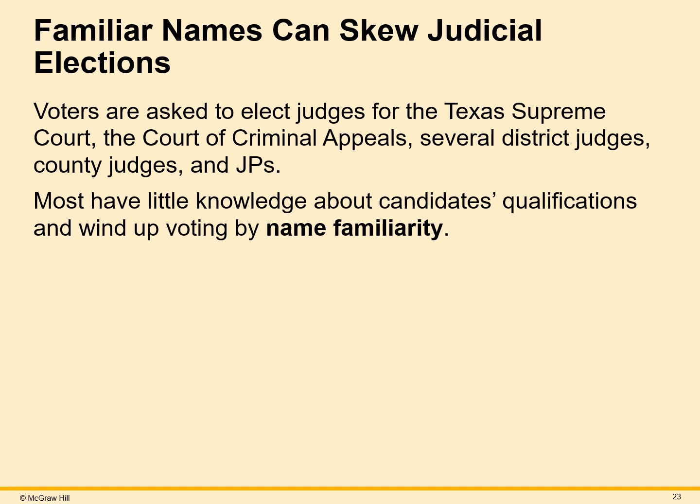Familiar names can skew judicial elections. Voters are asked to elect judges for the Texas Supreme Court, the Court of Criminal Appeals, several district courts, county court judges, and JPs. Most have little knowledge about the candidates' qualifications and wind up voting for name familiarity.